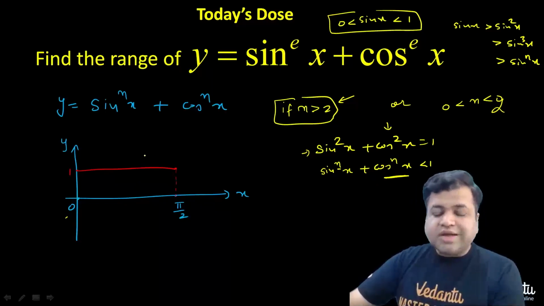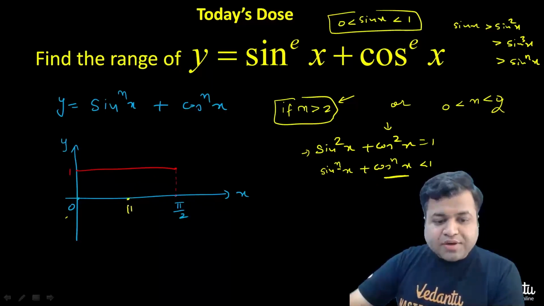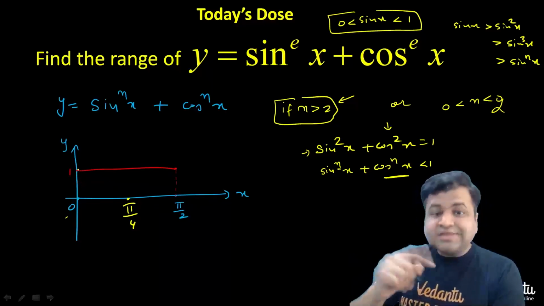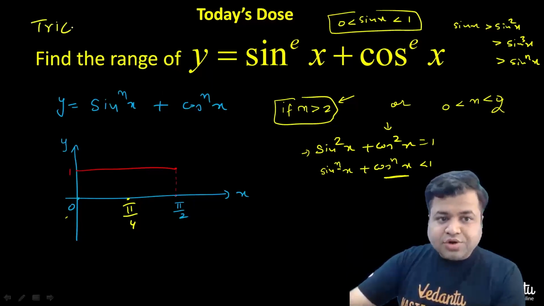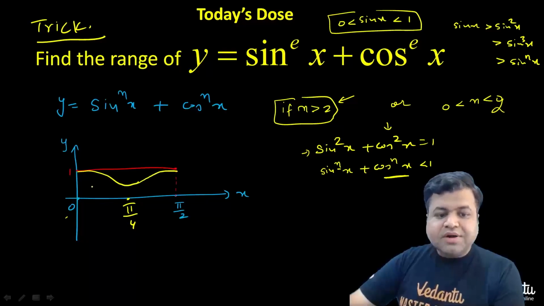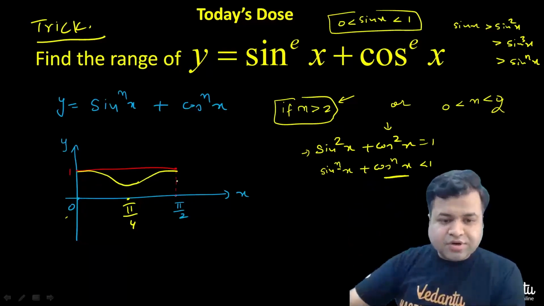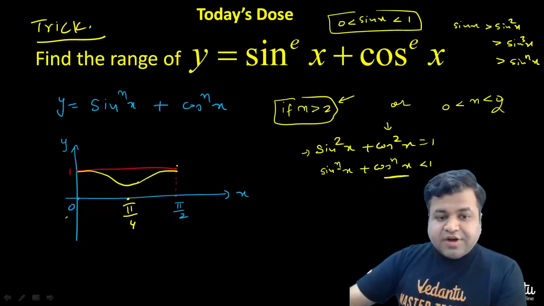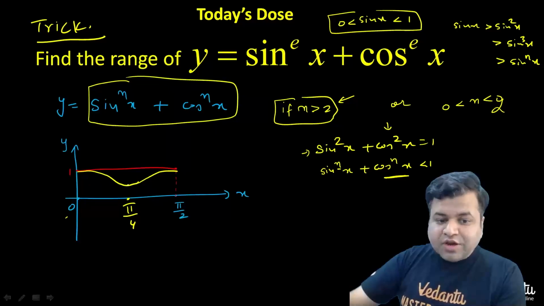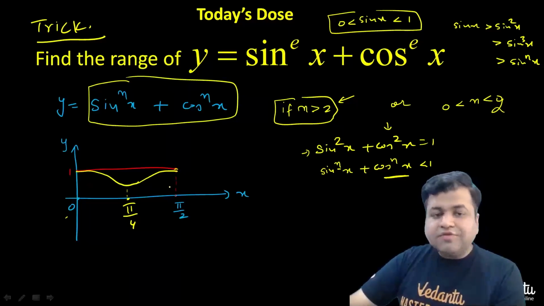Also, sin x and cos x are both symmetrical about pi by 4, so the graph should also maintain its symmetry about pi by 4. So when n is greater than 2, now here's a trick for you people. Whenever n is greater than 2, the graph will be something like this, symmetrical from 0 to pi by 2 about pi by 4. So if I talk about the range of sin^n x plus cos^n x, only in 0 to pi by 2, then the minimum value will occur at pi by 4, and the maximum will be either at 0 or at pi by 2, which is the same value, which is 1.